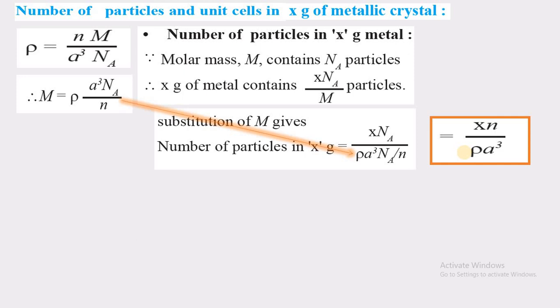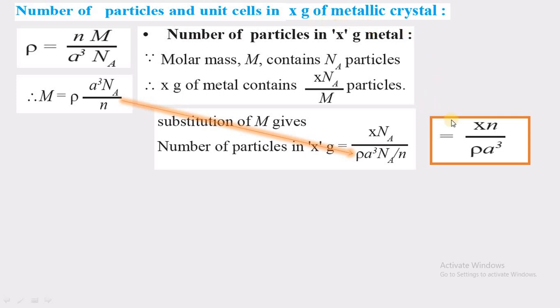And in this way, by using this formula, it is a very important formula again, and we have derived this formula by using rho is equal to n into m divided by a cube into Na. Hence this formula rho is equal to n m divided by a cube into Na is a very important formula. By using this we have derived the new formula by which we can calculate the number of particles directly from the mass of the metallic crystal.